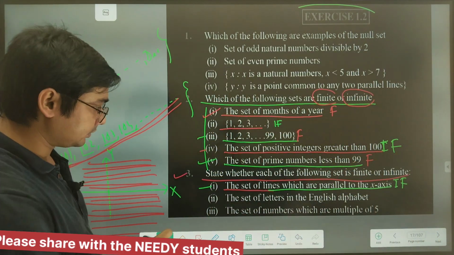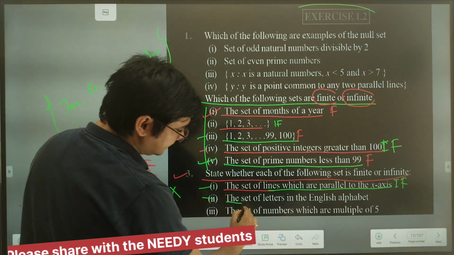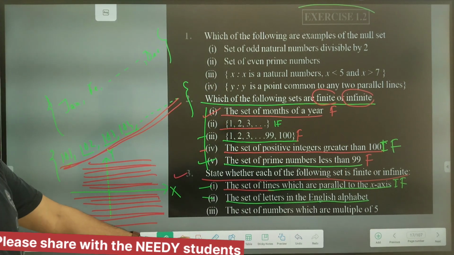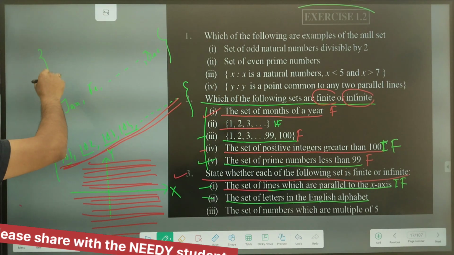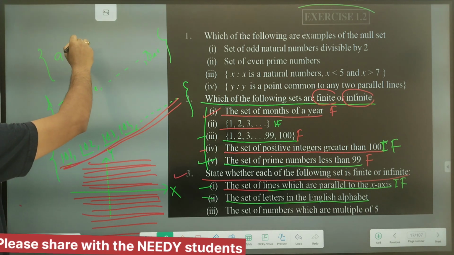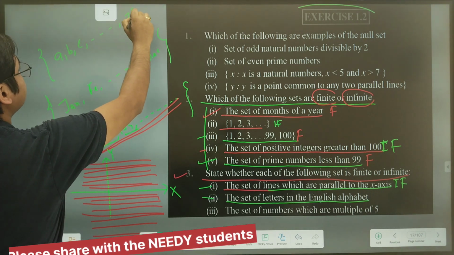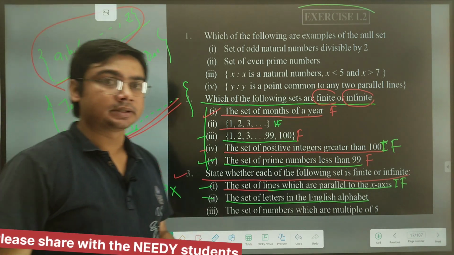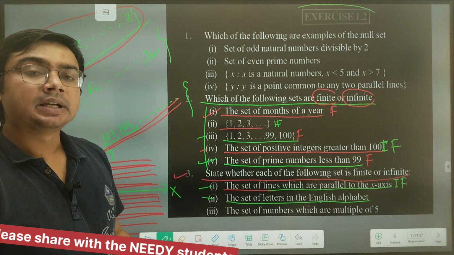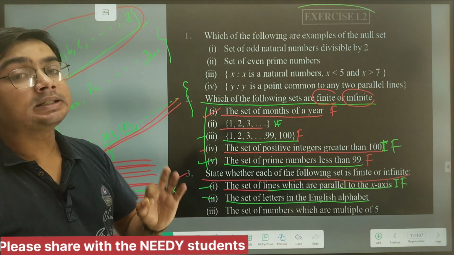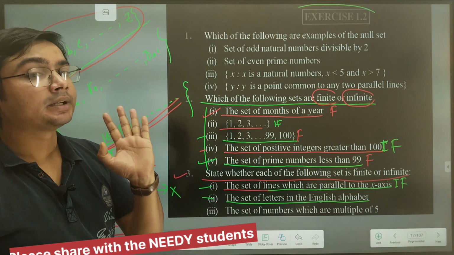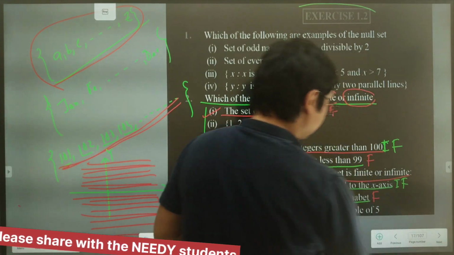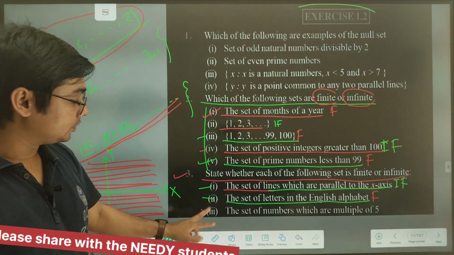Now come to the next one. The set of letters in the English alphabet. How many English alphabets are there? A, B, C up to Z. There are 26 English alphabets, so there will be 26 elements, which is a definite number. That means this set is a finite set. Is it okay? Now come to the next question.